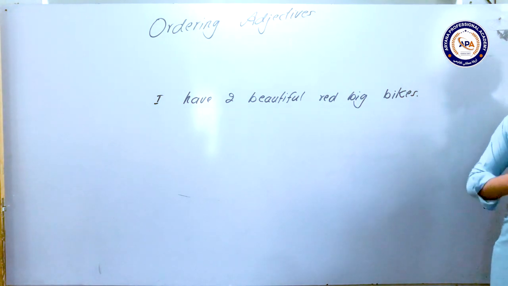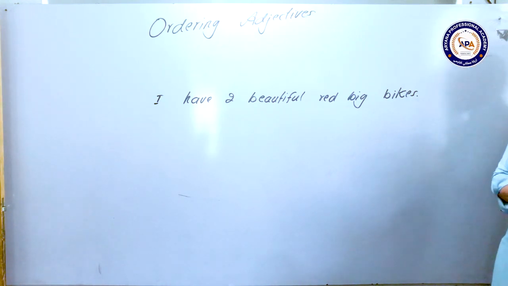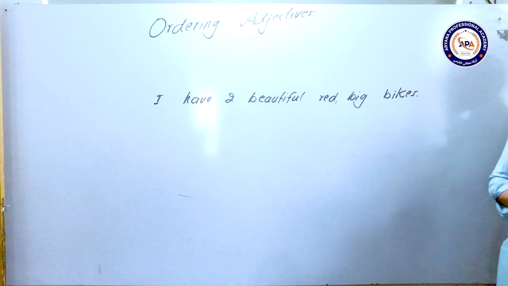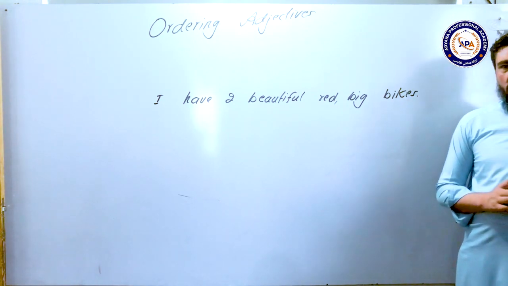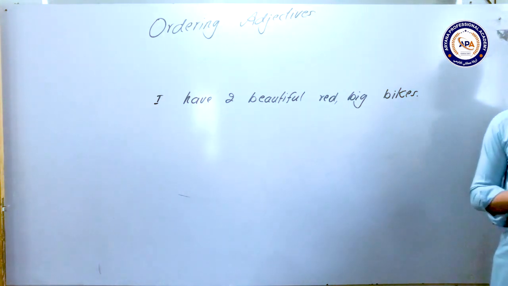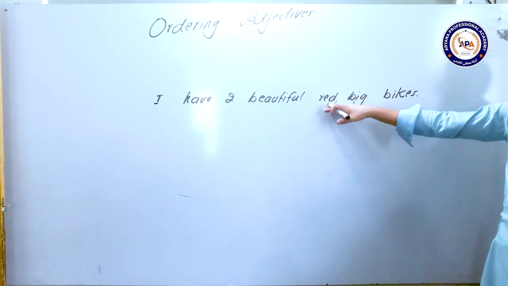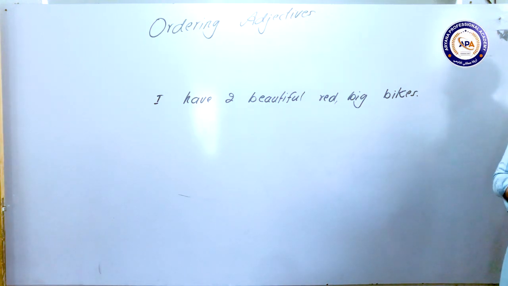I have two beautiful red big bikes. There are three adjectives: beautiful, red, big. I think we need a comma between red and big. And beautiful... I think there must be a conjunction. We should replace these two words, like I have two beautiful big red bikes. Why? That's it. Anyone else?